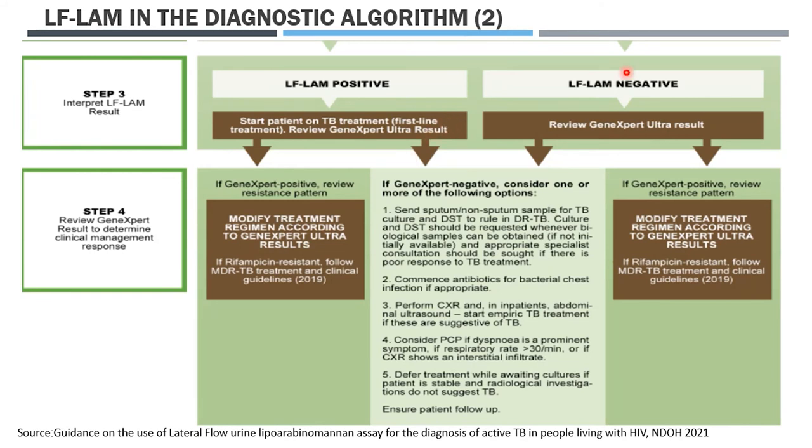So if the LAM is positive, we would start our patient on first line TB treatment, RHZE, and we want to get back our GeneXpert Ultra result. So if the GeneXpert is positive, we want to ensure that we are dealing with drug susceptible TB, because we know that we do have a significant DR-TB patient population.